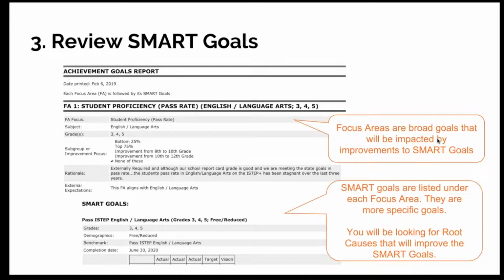Focus areas, that's always the FA. And so it's a focus area. That's a very broad goal, and it's supposed to be broad on purpose. And so that's something that's going to be impacted by the SMART goals. And so then, as you recall, the SMART goals are listed under each focus area, and they're much more specific. So remember that you're looking for root causes that will improve the SMART goals. So the focus areas are just there. They've done their job. So now you're looking at SMART goals.